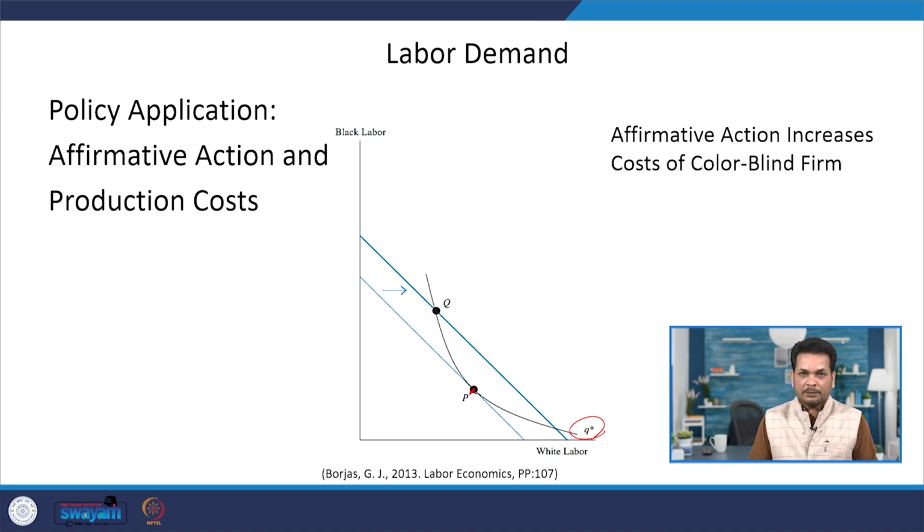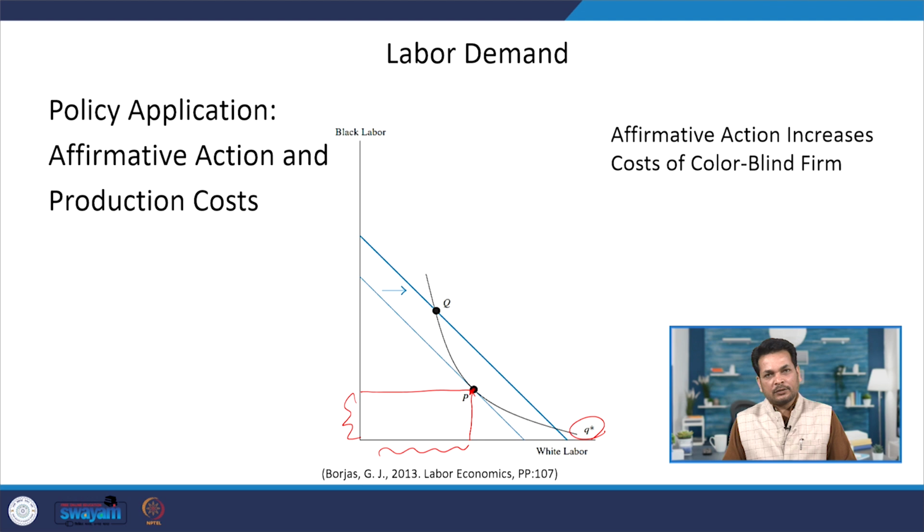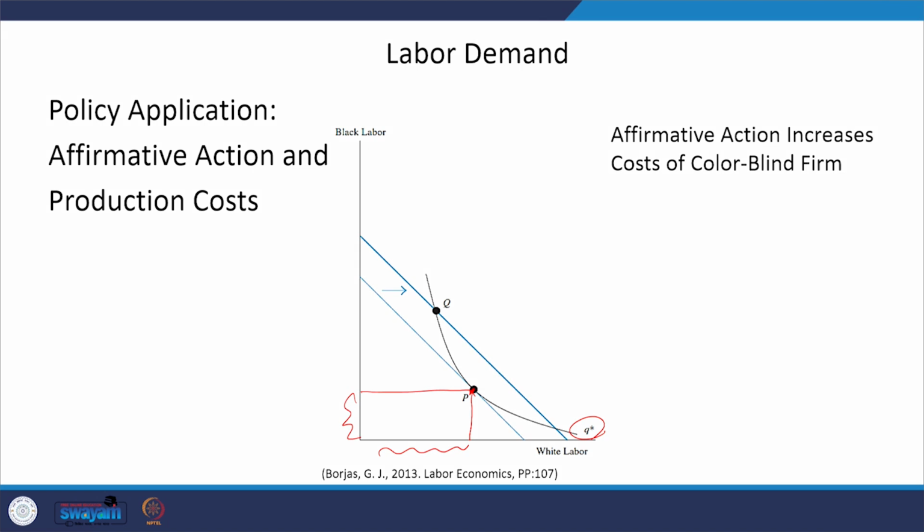So, at point P the farm is maximizing its profit by hiring this much of black workers and this much of white workers. By default, it turns out that the farm is going to hire fewer black workers in order to maximize its profit. So, if this is the case and we have an affirmative policy action in favor of the black workers, what is going to happen? Suppose the government again mandates that the farm hire relatively more black workers, and this policy forces the farm to move from point P to point Q.